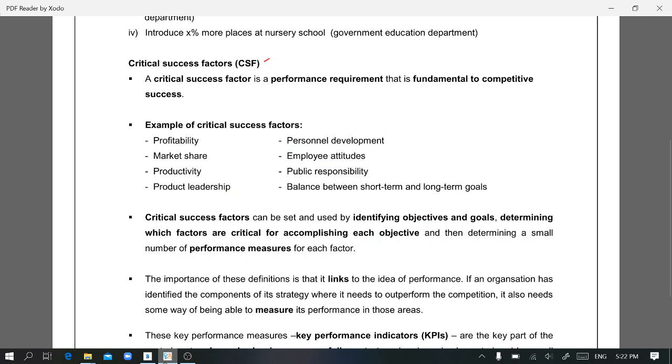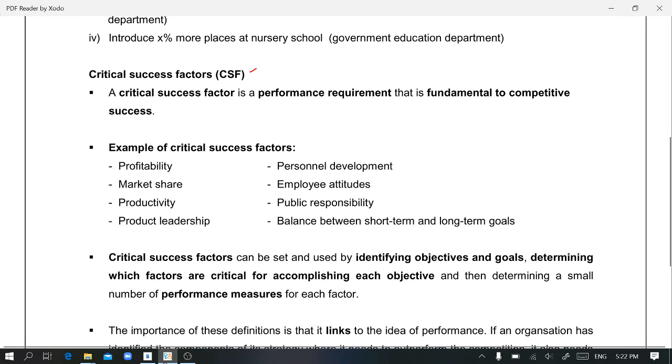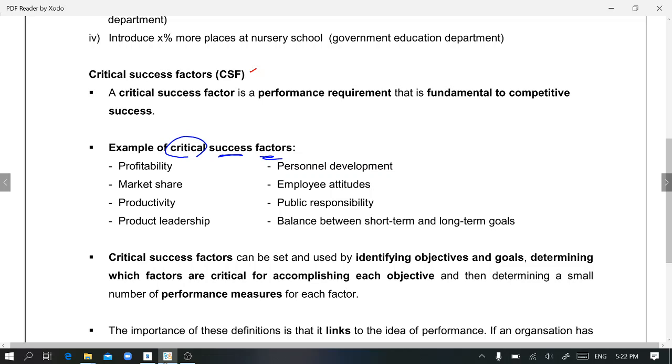Critical success factor. So for example, over here, you want to be number 1, you must identify what is a success factor, a very important success factor to be number 1. So it can be any of these. Profitability is very important, market share, productivity, employees' attitude. So personal development is very important.